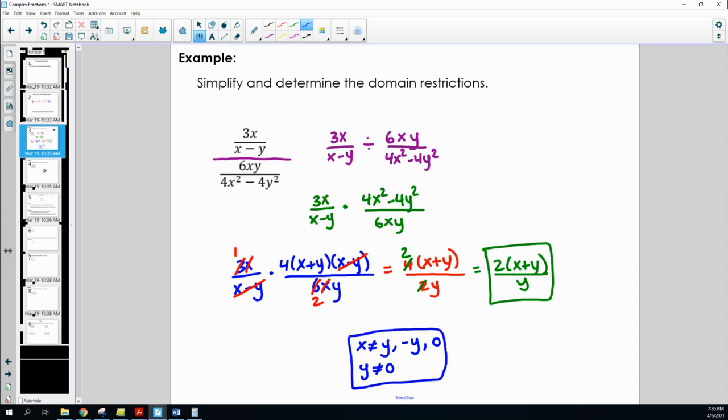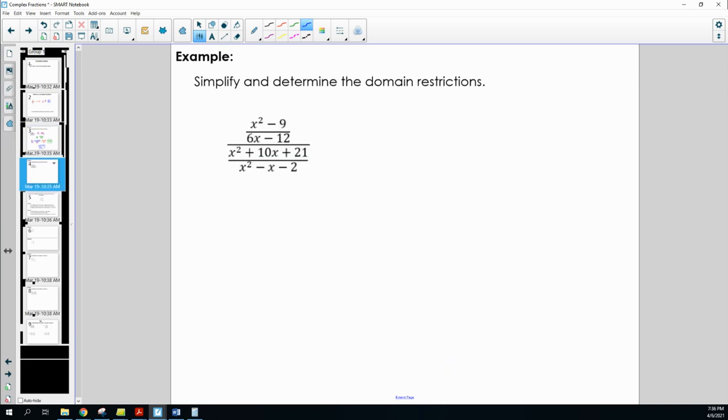Okay, so let's look at another example real quick. Same idea here. We're going to have x squared minus 9 over 6x minus 12 divided by x squared plus 10x plus 21 divided by x squared minus x minus 2. So from here, we're going to stay switch flip, and I'm actually just going to combine a couple of steps. So I'm going to factor and stay switch flip at the same time.